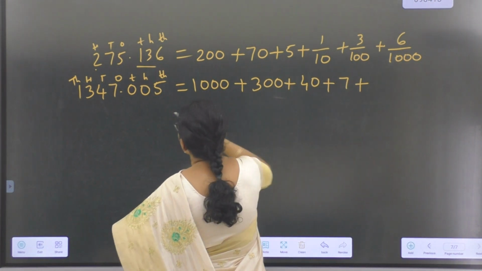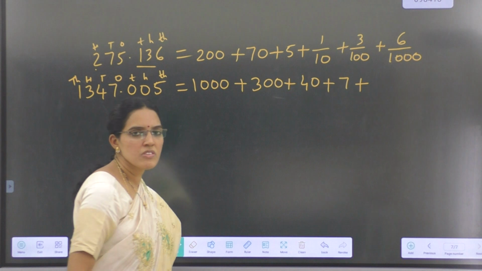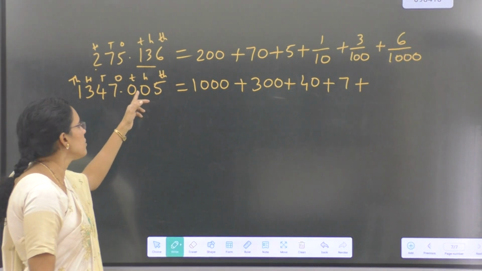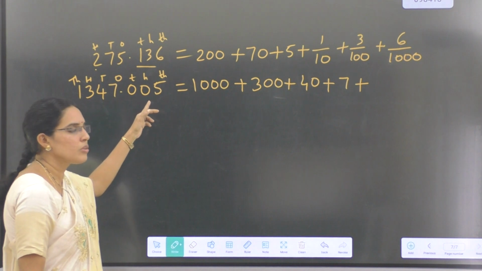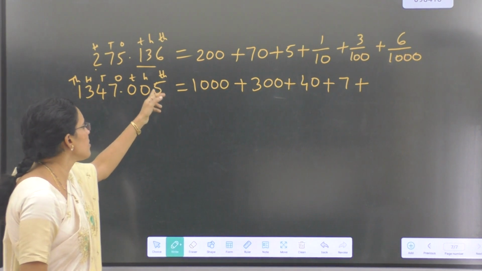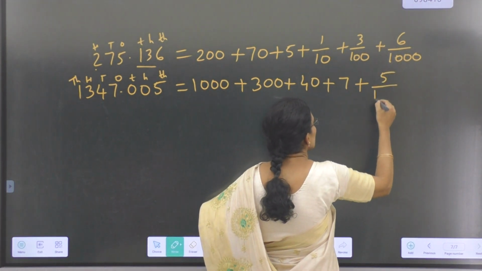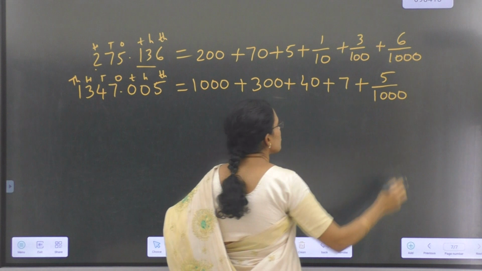7 plus there is no value for 0 in whichever place it is. 0 by 10 value is 0. 0 by 100 also value is 0. No need to write that one. 5 is there in thousandths place. Value is 5 by 1000. In this way we write the expanded form.